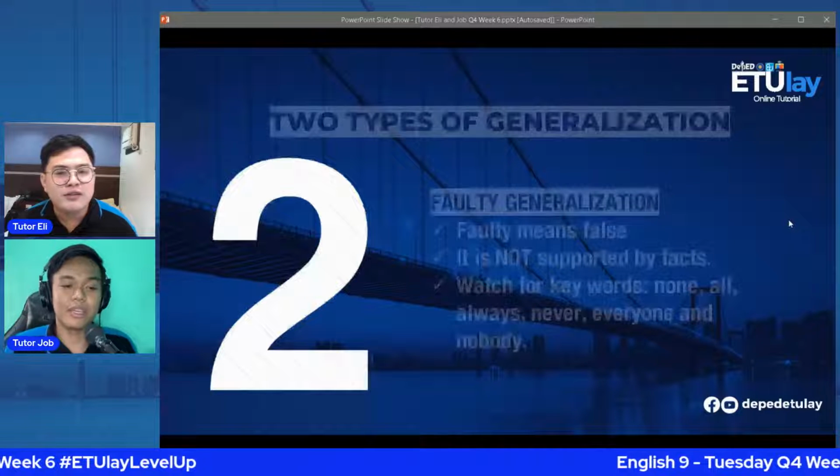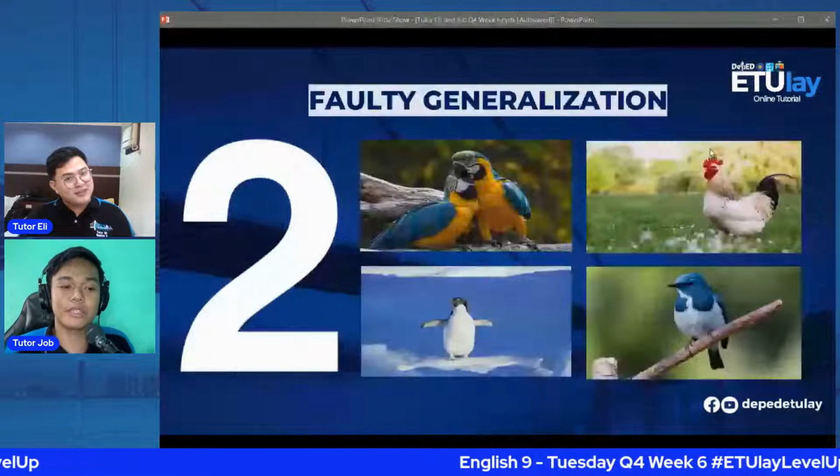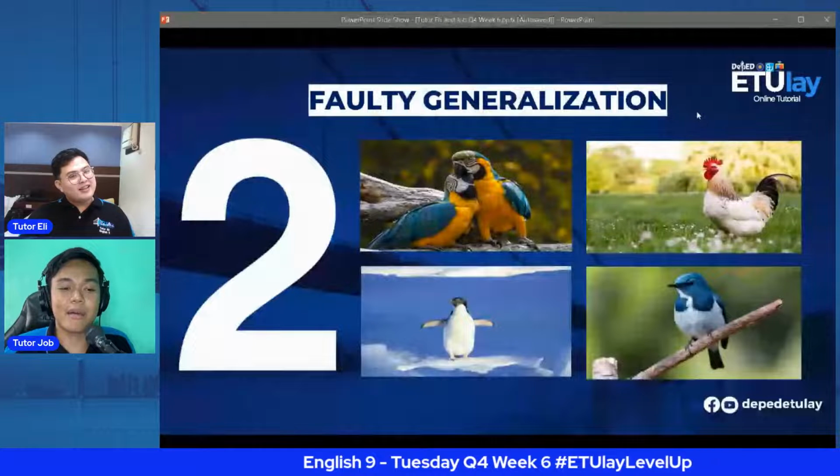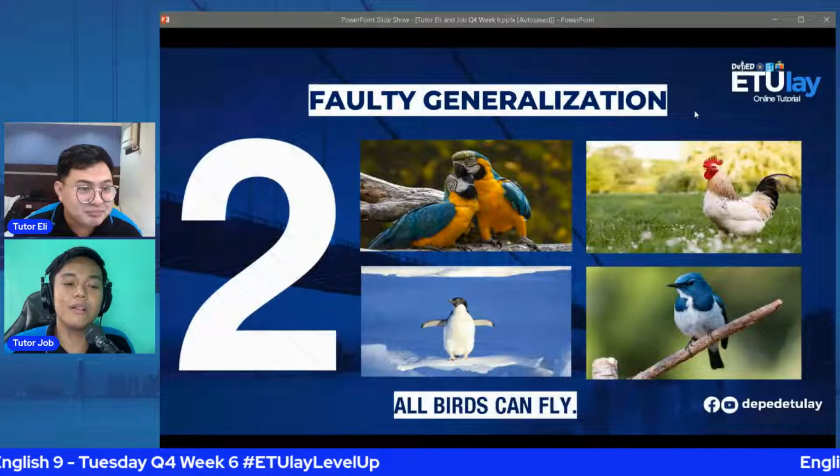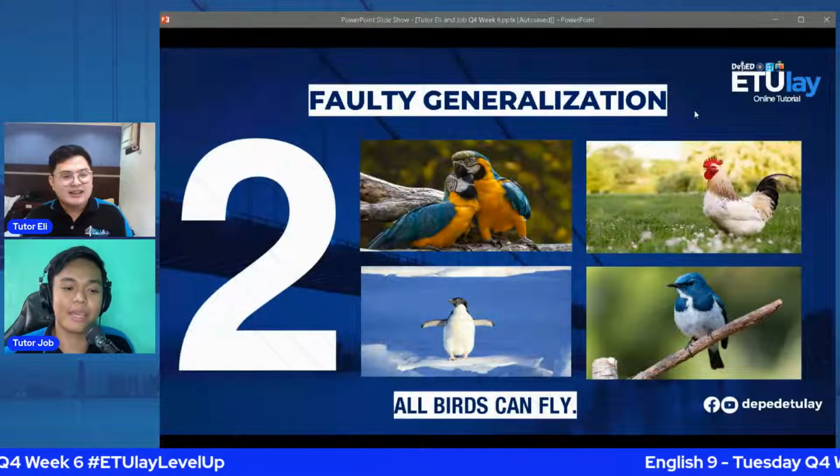Remember these words, okay? Let's have the same example, but what if the generalization is just like this? All birds can fly.